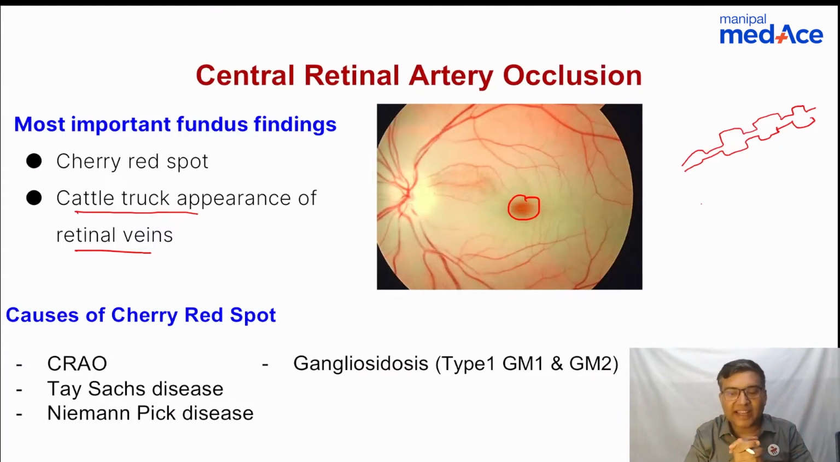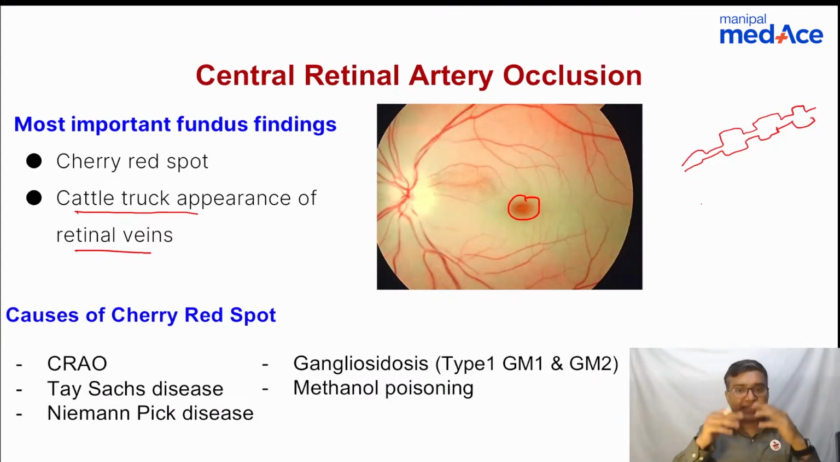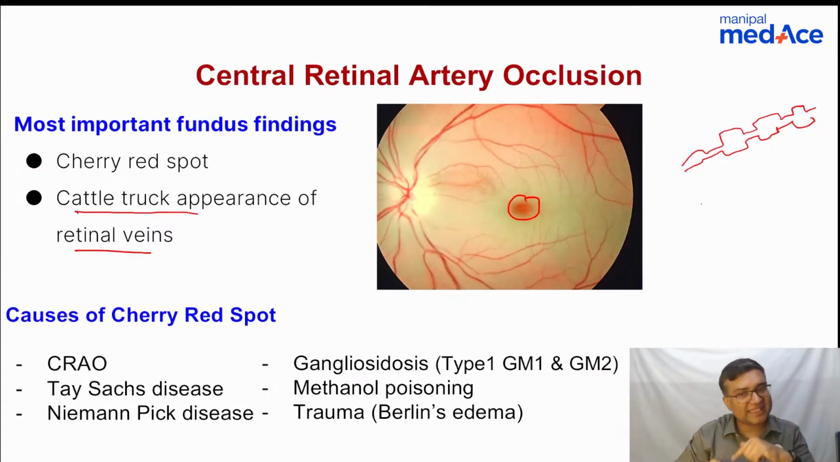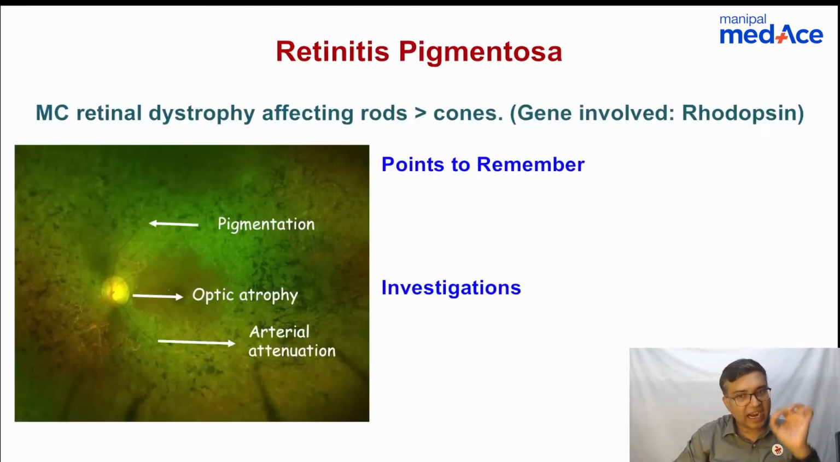We had made a reel also like this: if there is a person who is taking alcohol and there is a contamination by methanol, that patient can have blindness. Why is there blindness? Because of the methanol poisoning. So you give ethanol to the patient as an antidote. Then there are the patients who have trauma. If the patient has a retinal edema because of the trauma, that would also show a cherry red spot. So trauma, Berlin's edema, is a cause of cherry red spot.